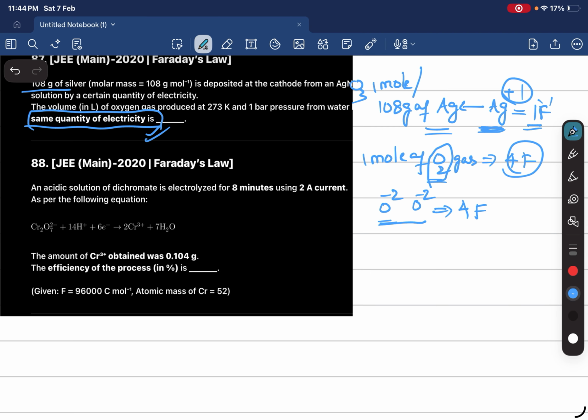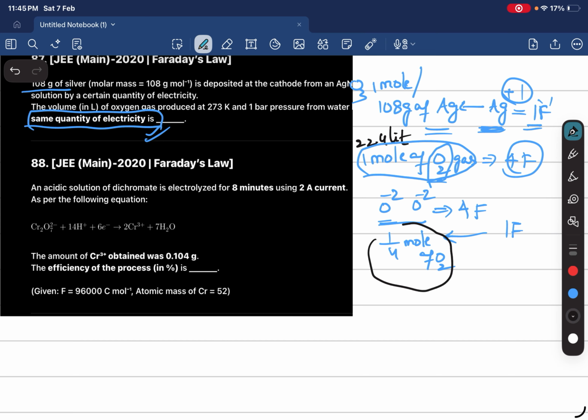So accordingly, if you use 1 Faraday charge, how many moles of O2 gas will be deposited? Just do cross multiplication, right? If you do it, 1 by 4 mole of O2 will be deposited. They are asking for volume, right? So how to convert? 1 mole of O2 gas is nothing but 22.4 liters of O2 gas. For 1 by 4 mole of O2, the volume is 22.4 by 4, which equals 5.6 liters.